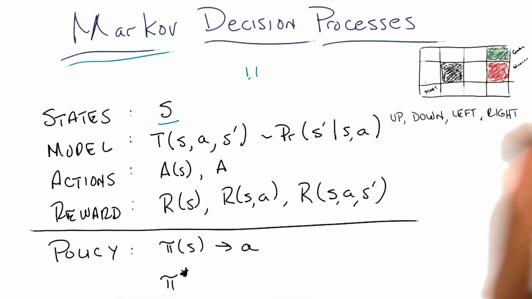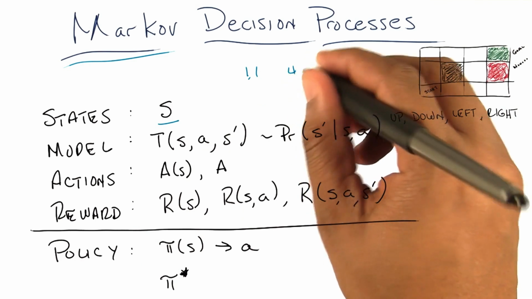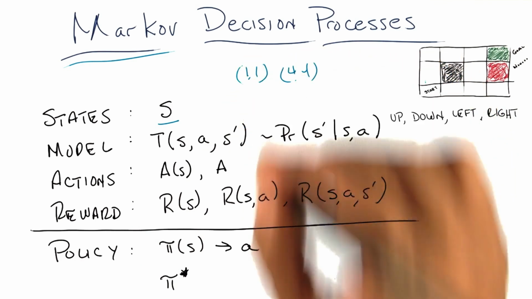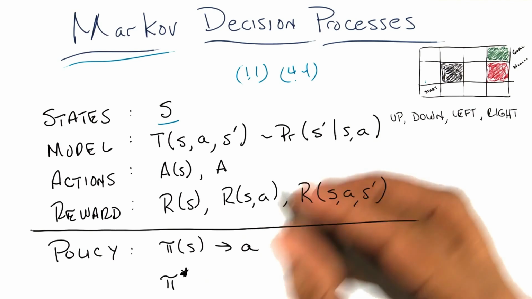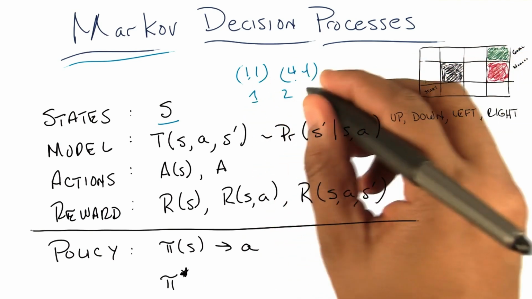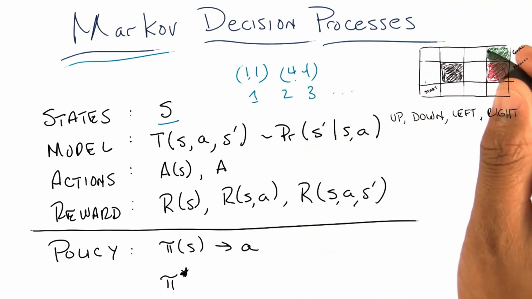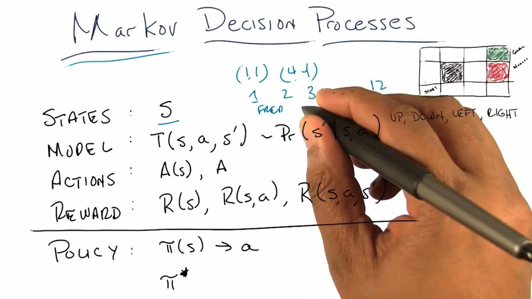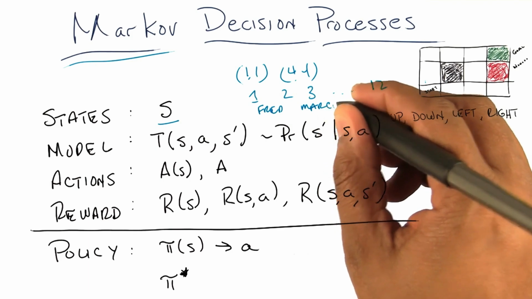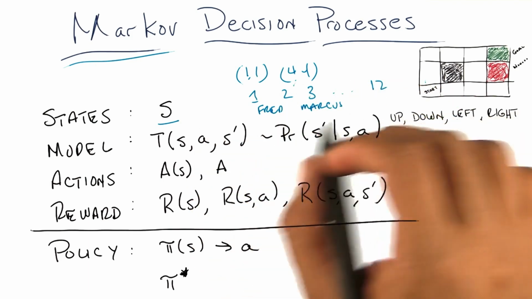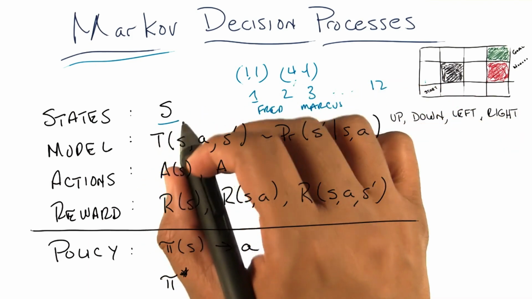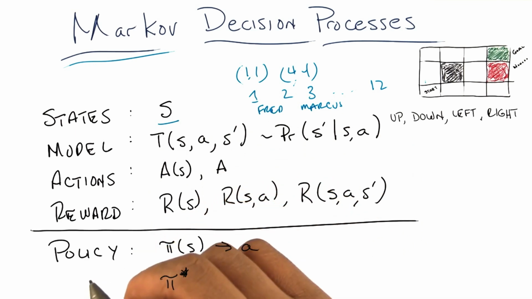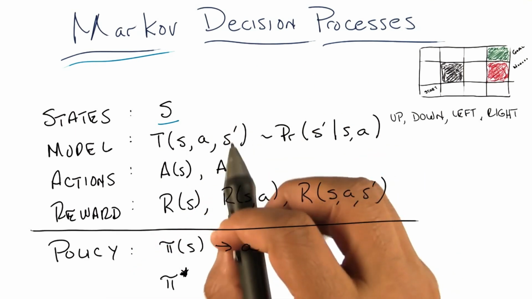We could describe the goal state as 4, 4, and say this is how we describe our states. Or frankly, it doesn't matter. We could call these states 1, 2, 3, up to 12. Or we could name them Fred and Marcus. It doesn't really matter. The point is that they're states, they represent something, and we have some way of knowing which state we happen to be in. Okay, all right, so we got states.